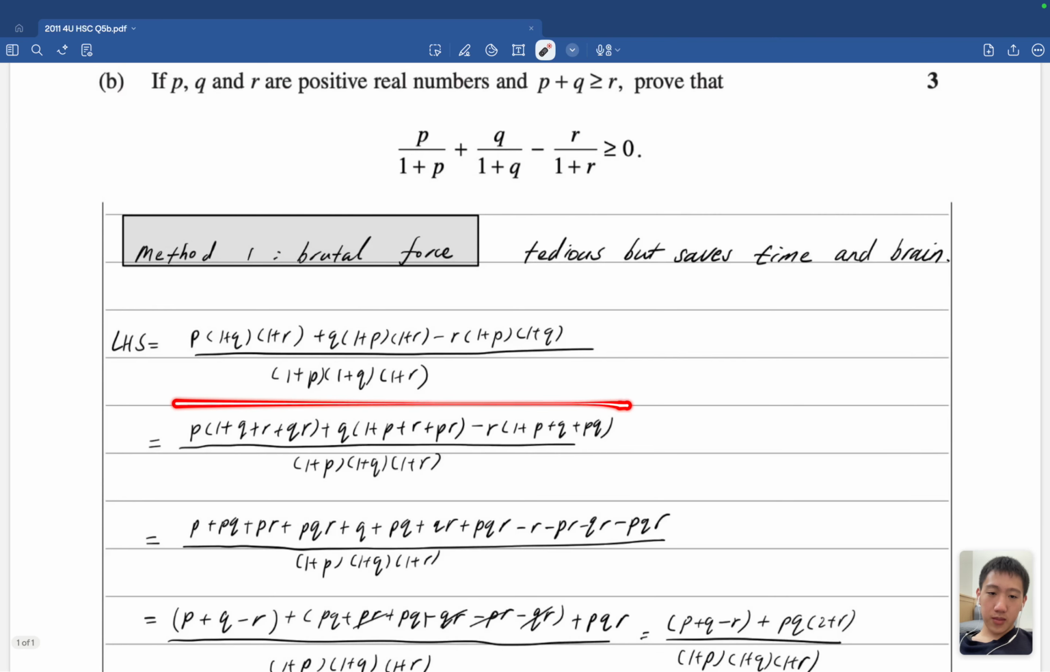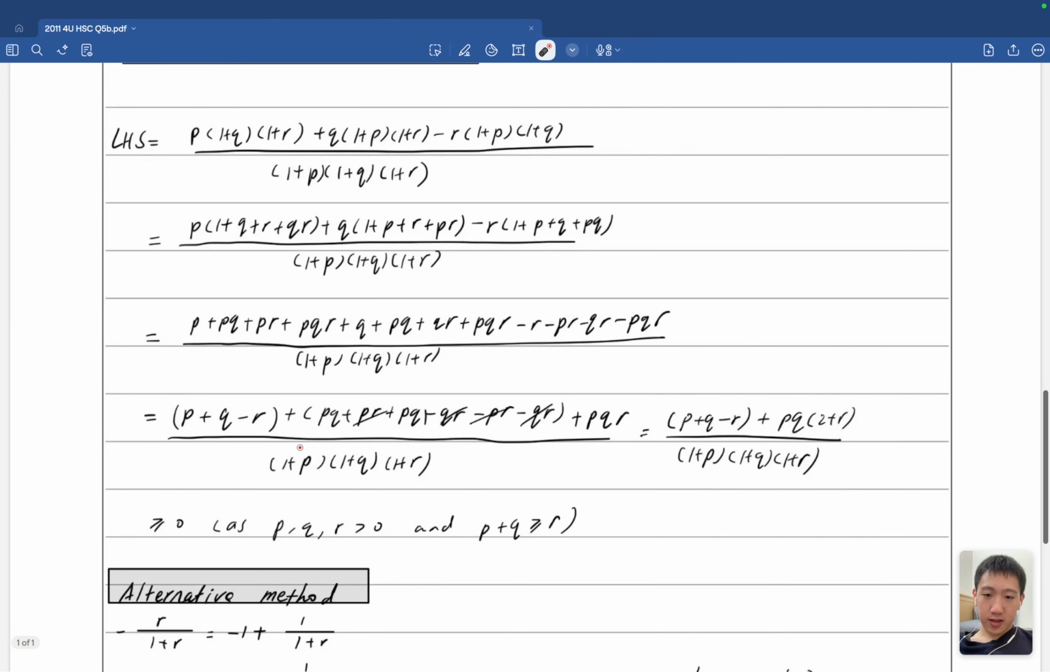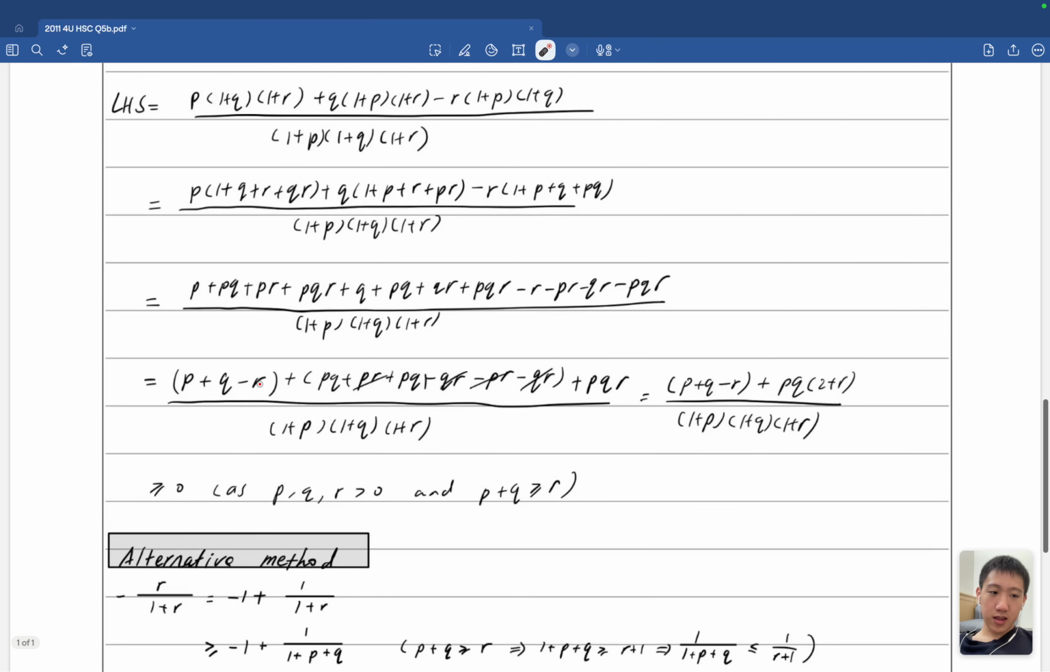You just basically make them have the same denominator, and then you expand it and you cancel things out, and you just separate it, and then you just prove it. It's not that deep.